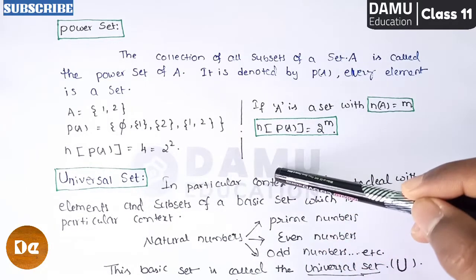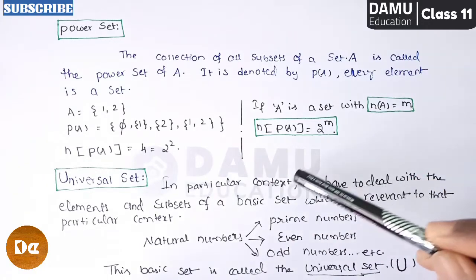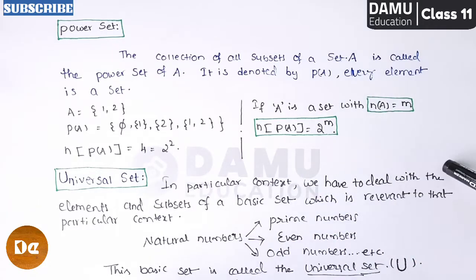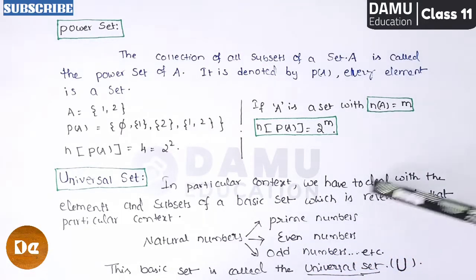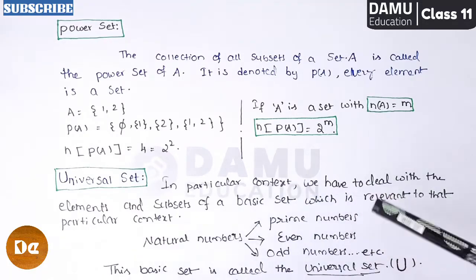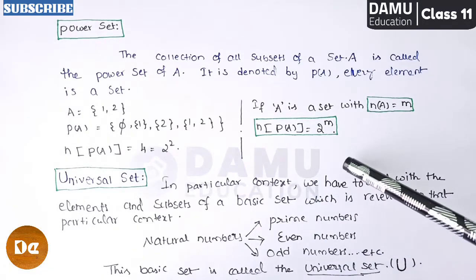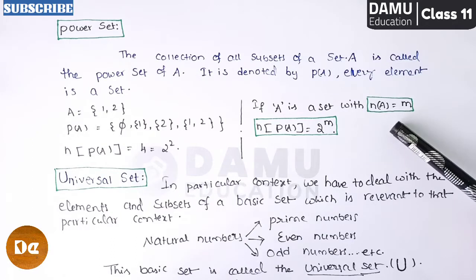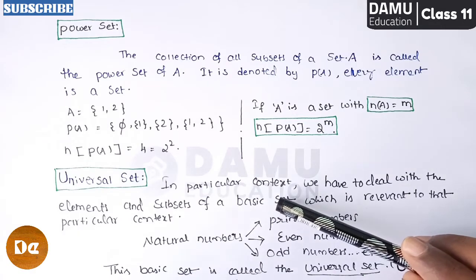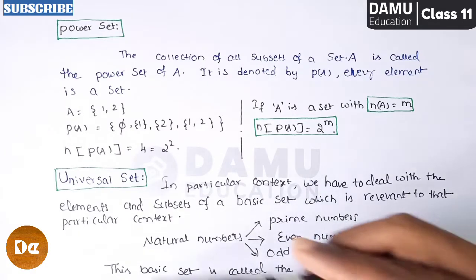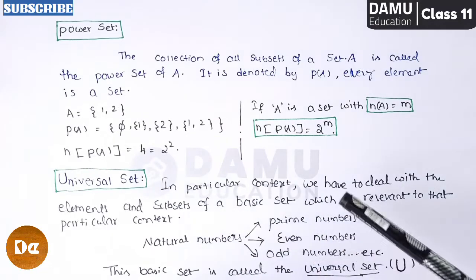So in a particular context, we usually deal with the elements and subsets of a basic set which is relevant to that particular context. If you want to apply any rule or take any conditions, you can take some sets, and for that you can take elements. If you take any one set, we can consider its elements and its subsets, right?